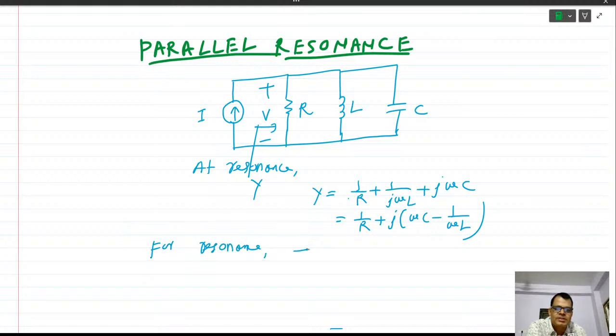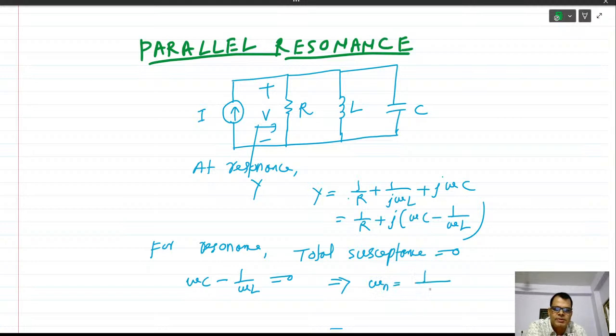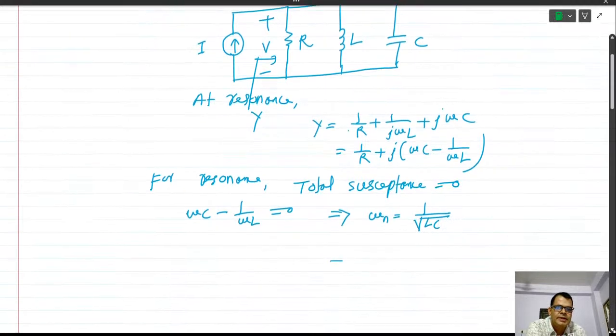your total susceptance, the reciprocal of reactance is susceptance. Total susceptance equal to 0, which means omega C minus 1 upon omega L equal to 0, which gives you omega n, that is the resonance frequency, equal to 1 upon root LC. Clear?